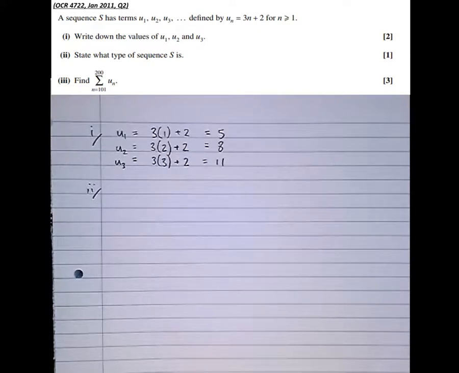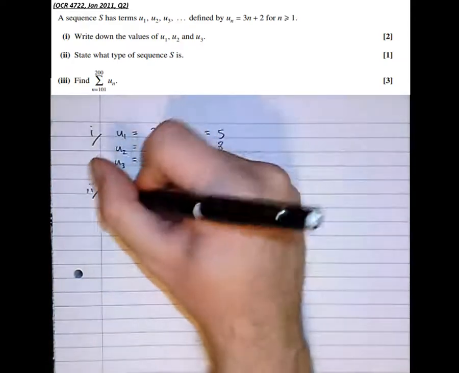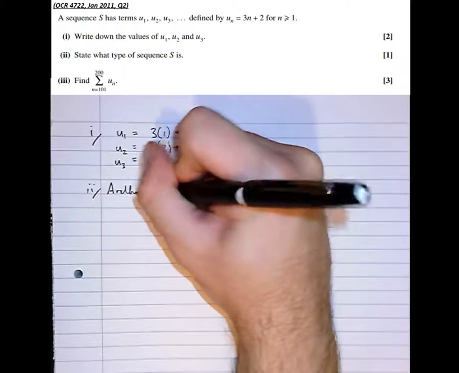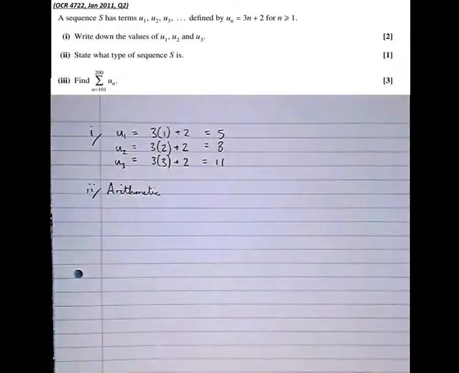Part 2, state what type of sequence S is. Well, given that this tutorial is on arithmetic sequences, pretty obvious that the answer is arithmetic. What makes it an arithmetic sequence is the common difference, so the terms go up by 3 each time.